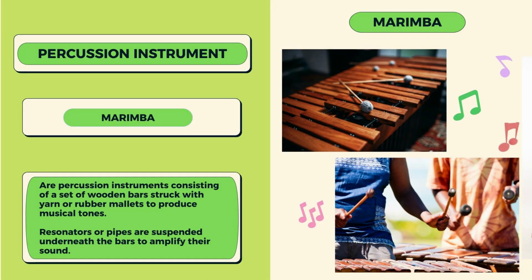Marimba are percussion instruments consisting of a set of wooden bars struck with yarn or rubber mallets to produce musical tones. Resonators or pipes are suspended underneath the bars to amplify their sound.